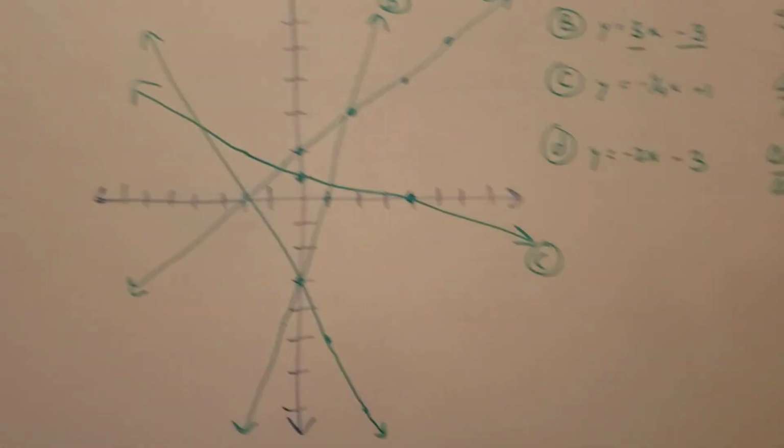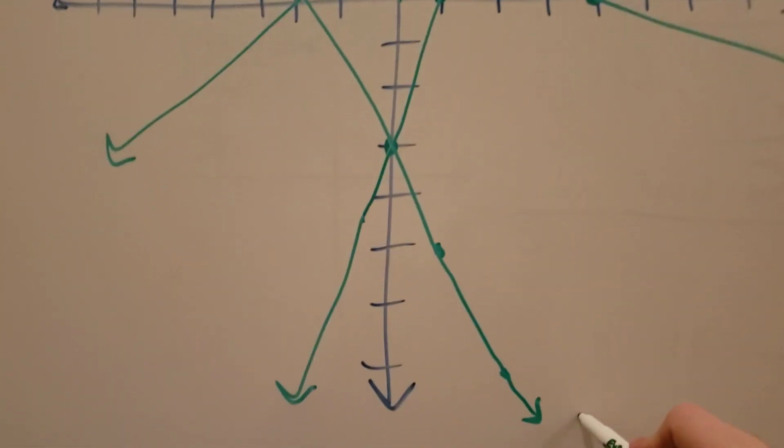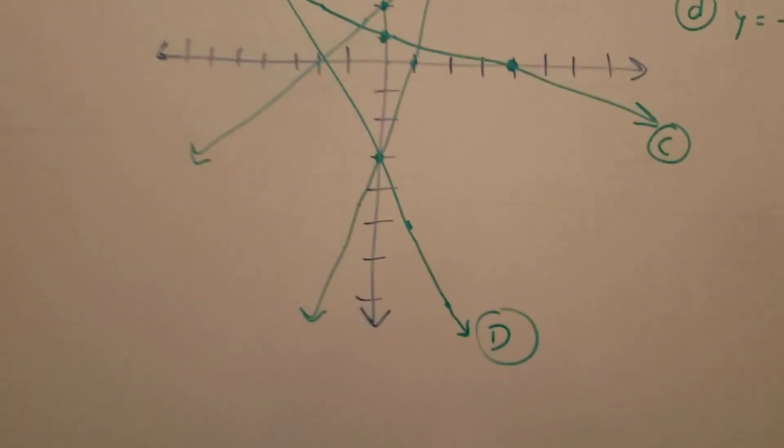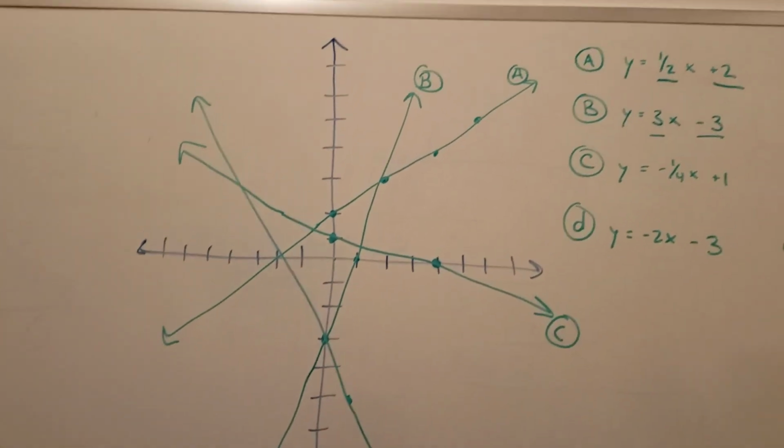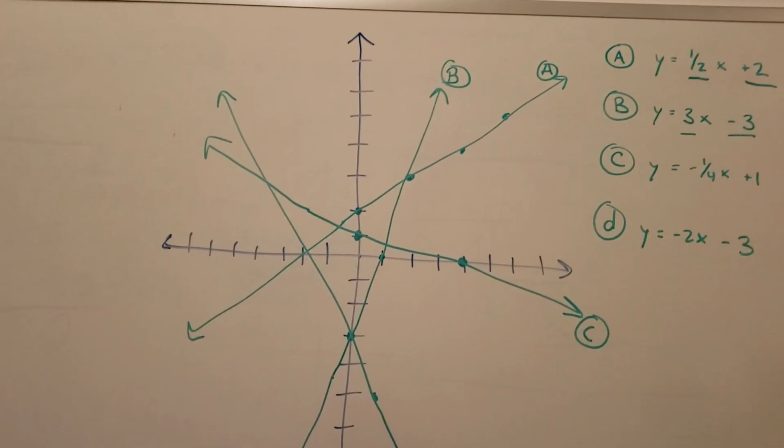All right. So now we've got all 4 of our lines done. Forgot to label this one. That's important. D. All right. Now here are some important trends that you need to know taking a look at these graphs.